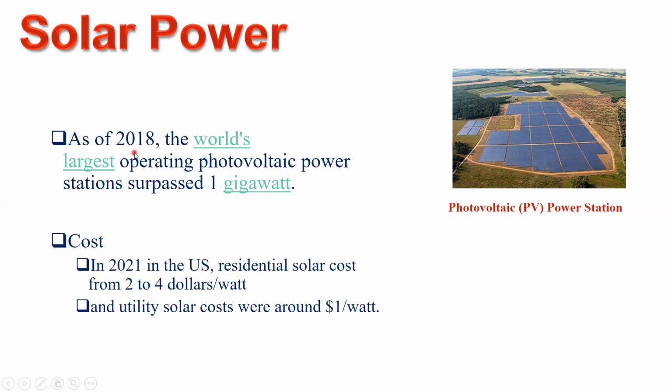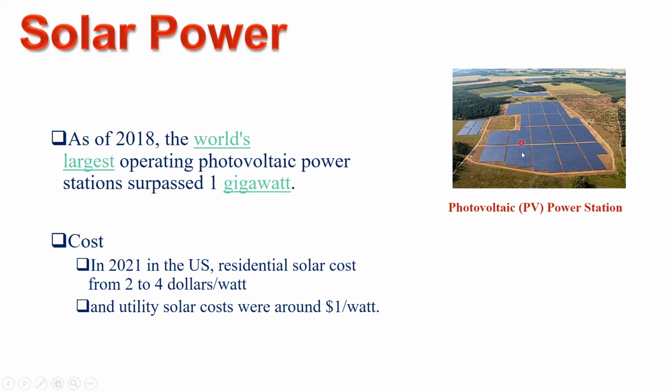As of 2018, the world's largest operating photovoltaic power station has surpassed 1 gigawatt of solar energy. So this is the record that we have in place. Such a large photovoltaic power station is able to produce up to 1 gigawatt or even more of power in the form of solar energy.